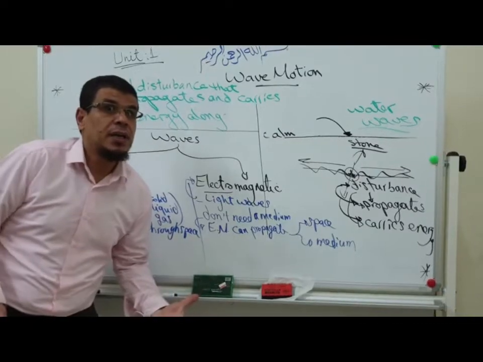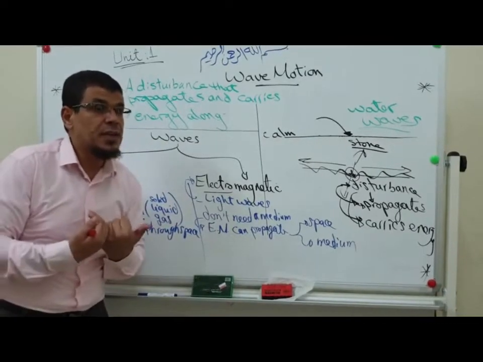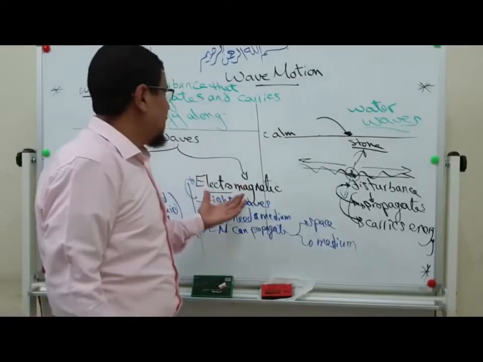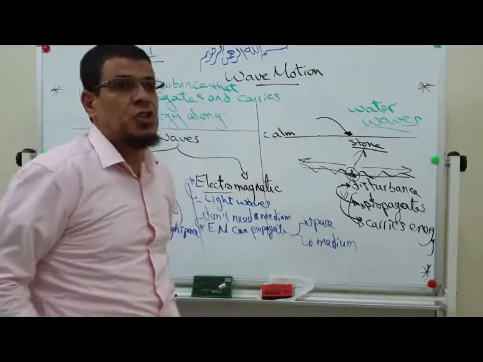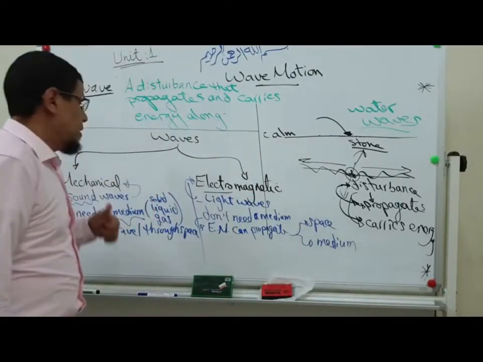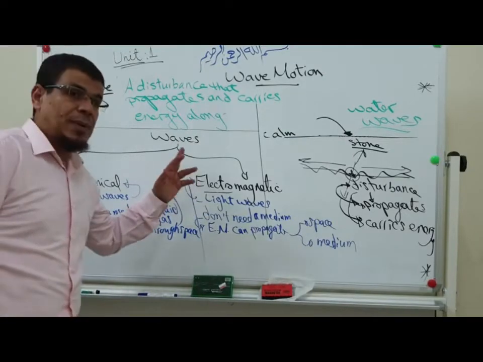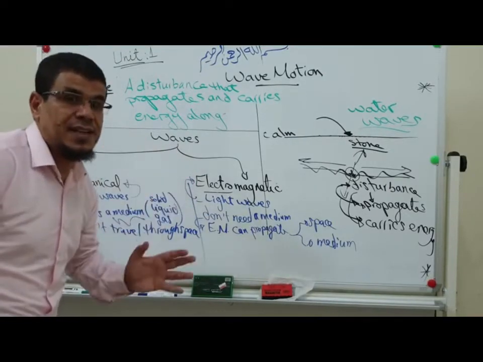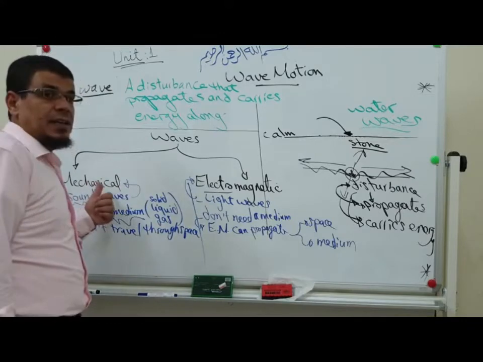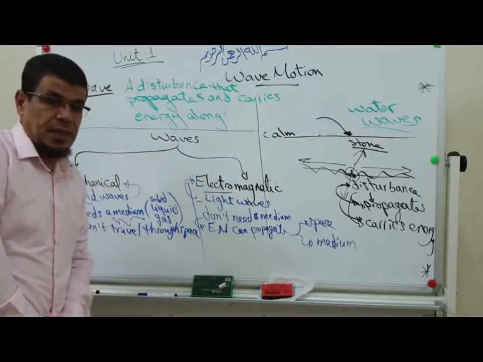You know why? Which comes first? Light, so it is faster. So electromagnetic waves are much faster than the mechanical waves.